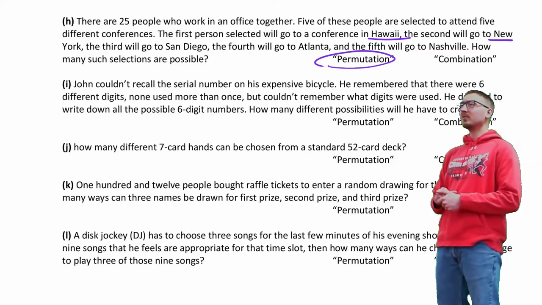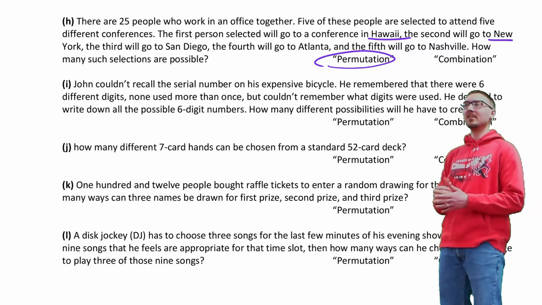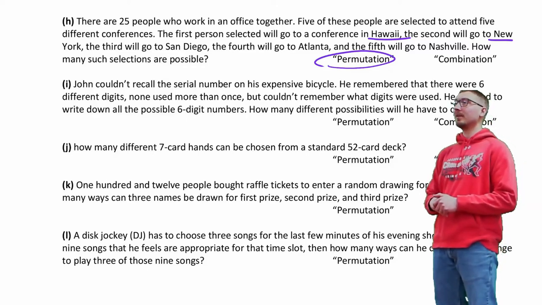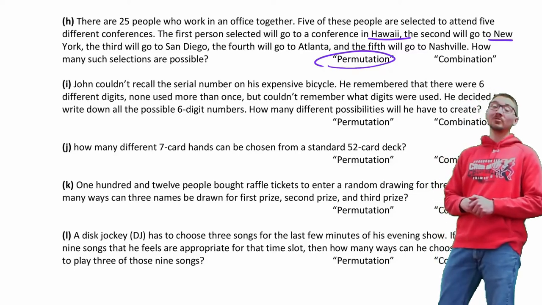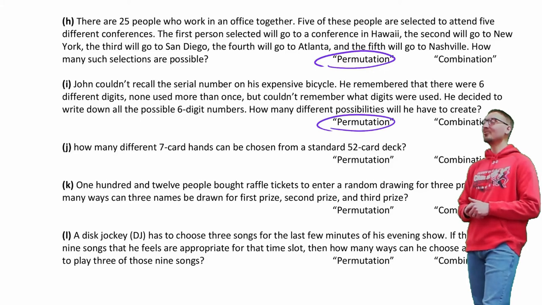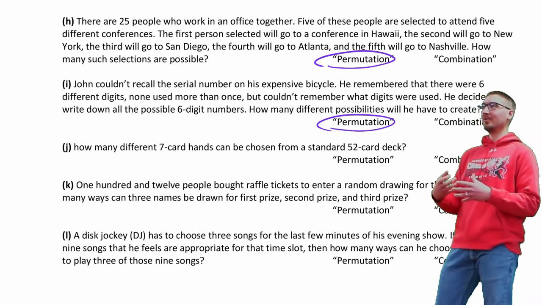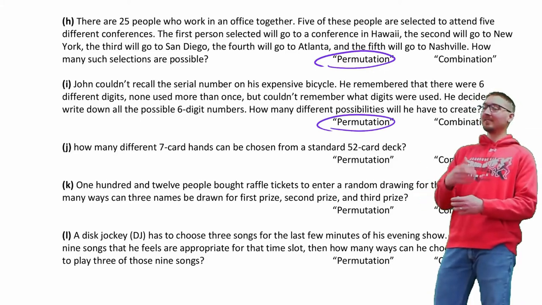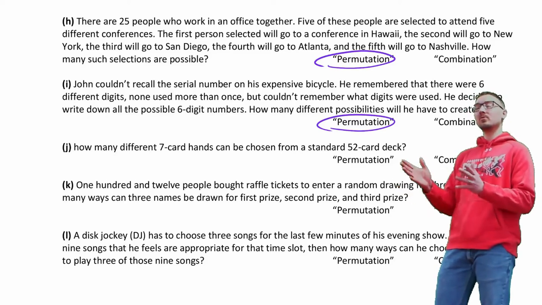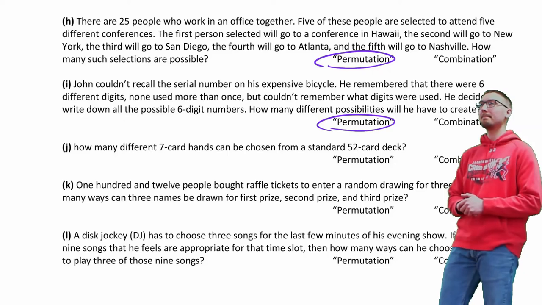I, John couldn't recall the serial number on his expensive bicycle. He remembered that there were 6 different digits. None of them were used more than once, but he couldn't remember what digits were used. He decided to write down all the possible 6-digit numbers. How many different possibilities does he have to write down? This is a permutation. So for serial codes or numbers that identify things, you can't just switch the order and say it's the same. Okay, they're unique. So permutation would be what you do there.